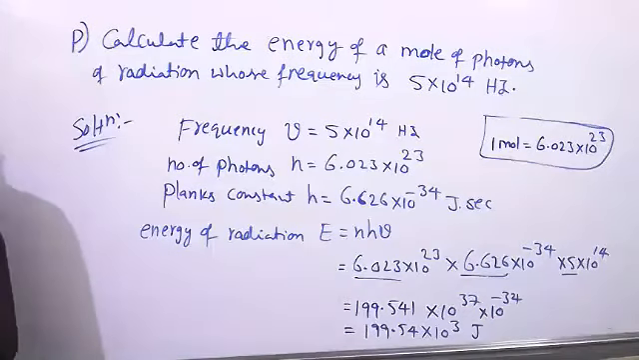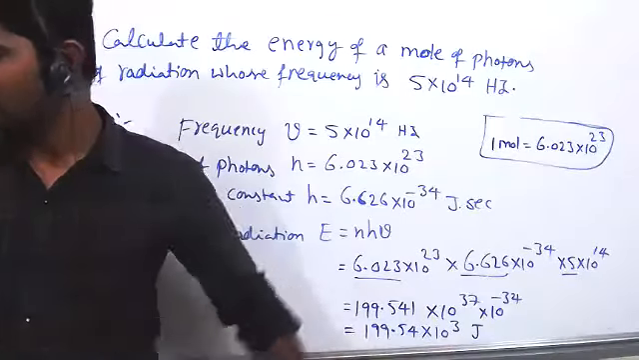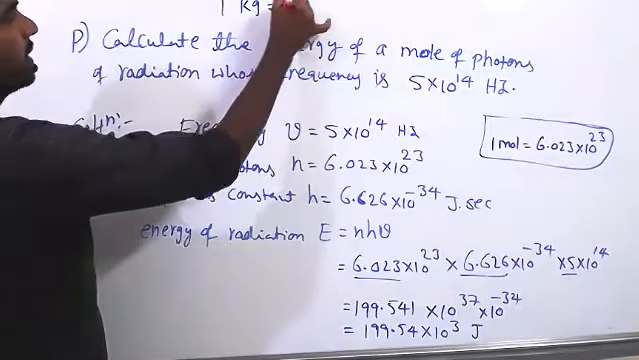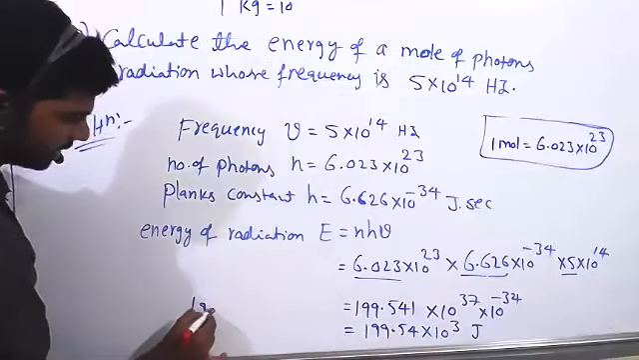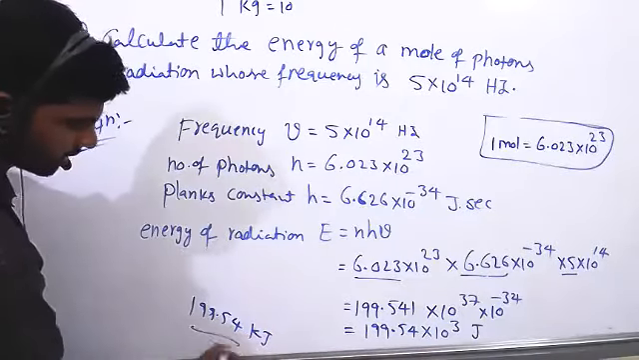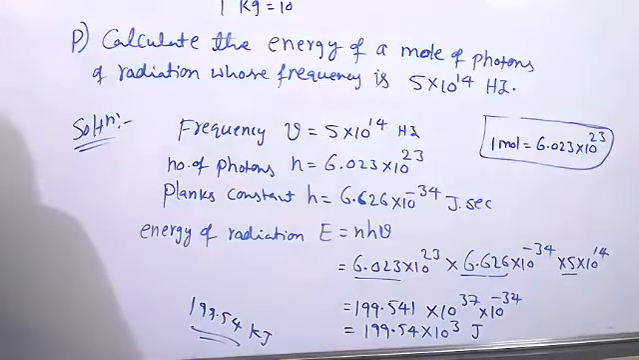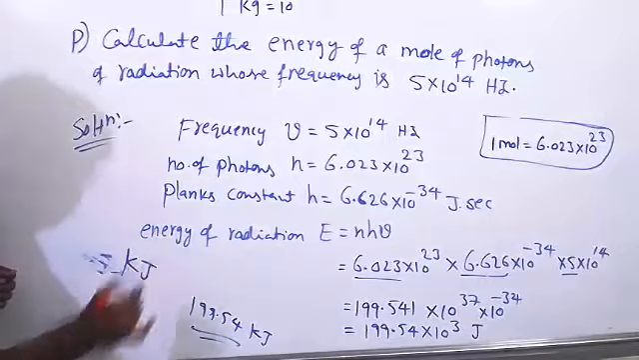Can you convert the units? 10 power 3 joules, you can write as kilojoules. So 199.54 kilojoules. You can otherwise leave it as 10 power 3 joules, or write directly 199.54 kilojoules. K means kilo, so kJ, not kg, not gram. Right, kJ means kilojoule.